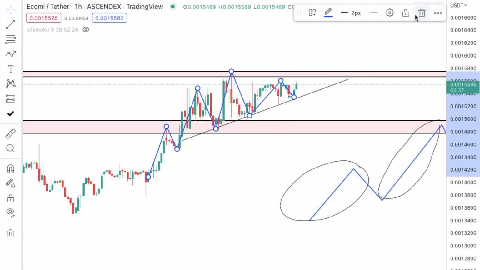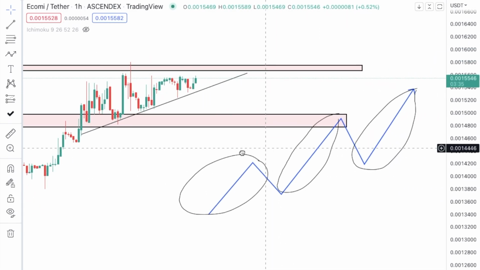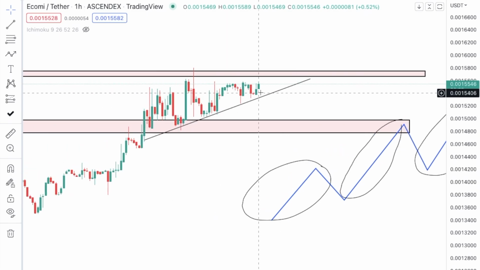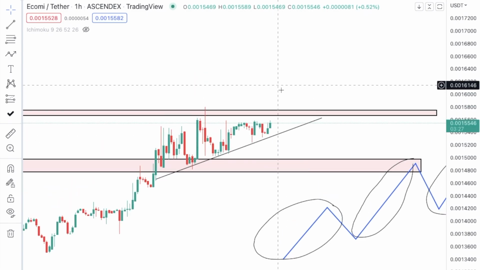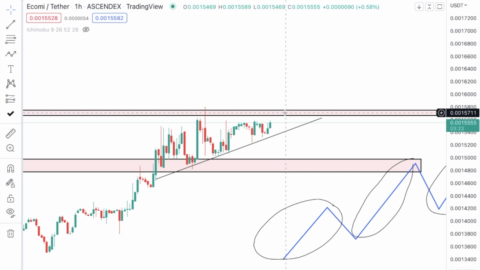A wedge is showing me that volume is not being implemented to the upside. So that means technically we might see a reversal very shortly. If we do get a reversal, this could be a key level we could buy. But if price does break out, we're looking for the retest on top of this level at 0.00157, and then we're looking to buy once again.